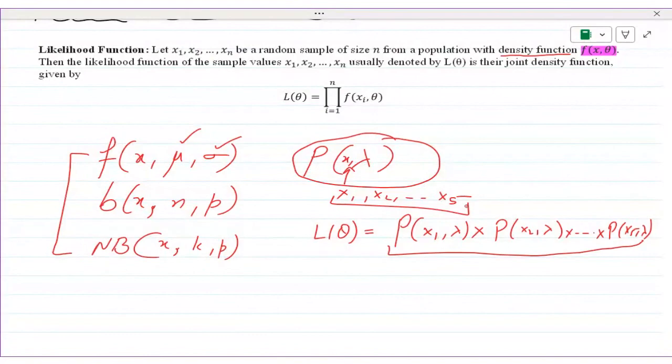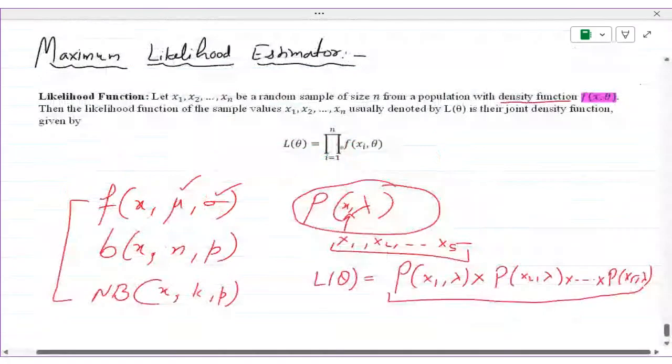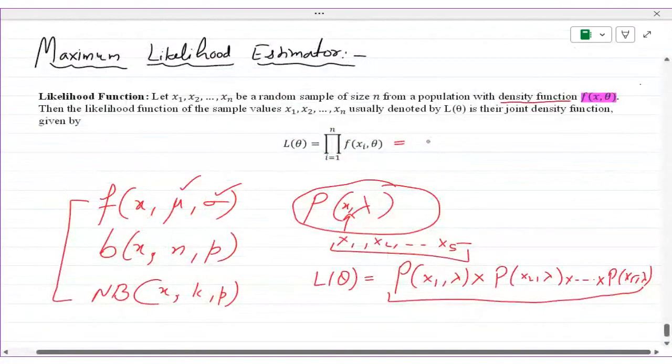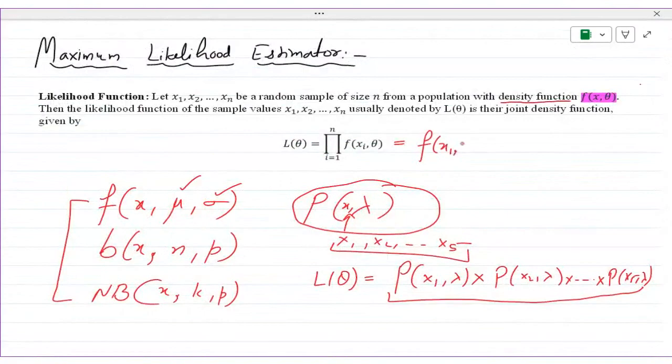Okay. So this symbol, students, this big pi kind of symbol, means product. So this is the product of f of x1 comma theta into f of x2 comma theta and so on, up to f of xn comma theta. Product of n functions. If we are taking a sample of n values x1, x2, xn, in the density function we'll put x1, x2, xn and we'll multiply. I will give you an example. Don't worry, students. Let me give an example.